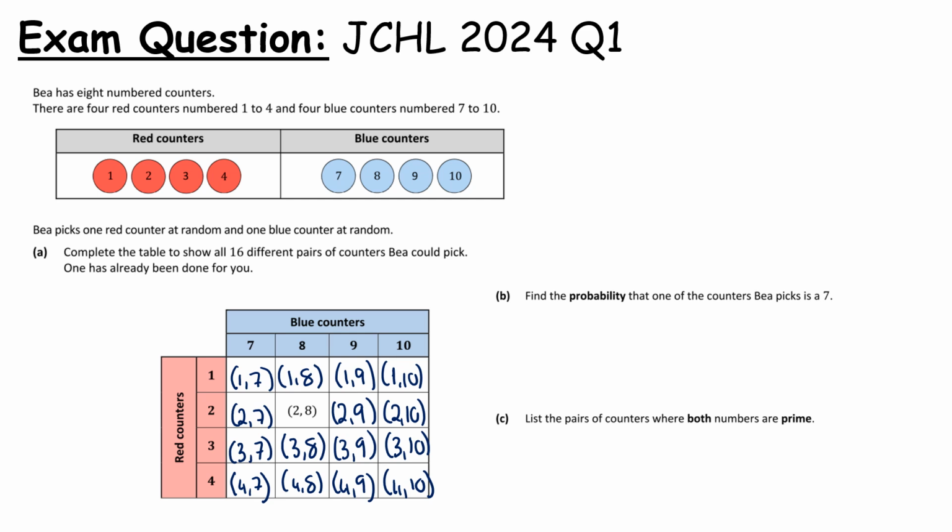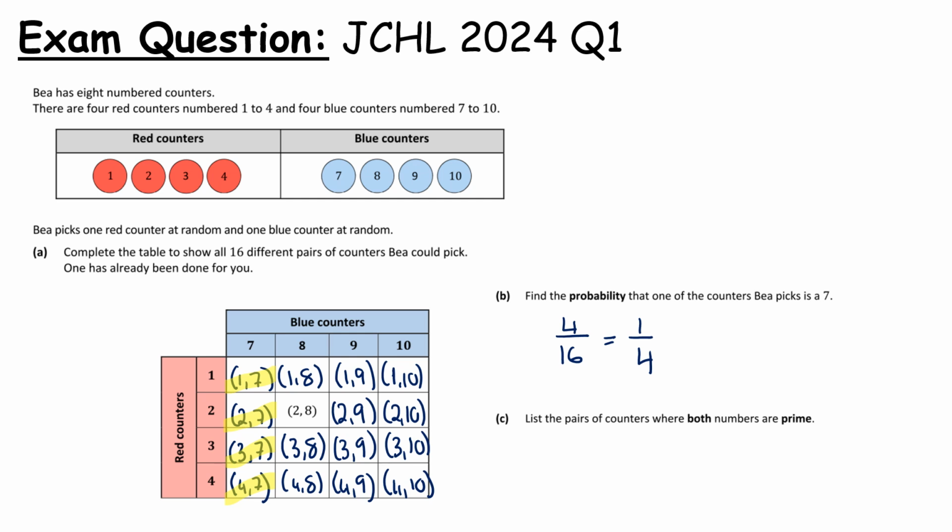So find the probability that one of the counters Bia picks is a 7. So let's take a look at everywhere where we see a 7 in this table. So there's 1, 2, 3, 4. And we can see here we have 16 outcomes in total. So that's going to give us 4 out of 16, or a 1 in 4 chance. Make sure any answers you give are in the simplest form. Then it says list the pairs of counters where both numbers are prime. This is not probability, but while we're working on the question, we should look at it.